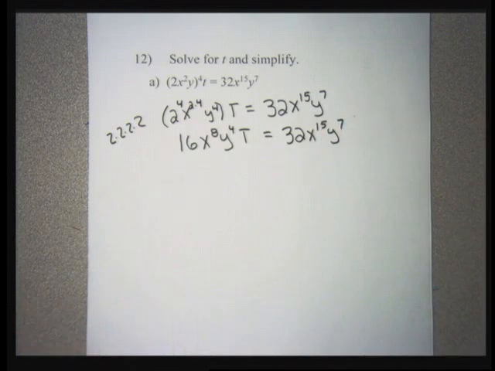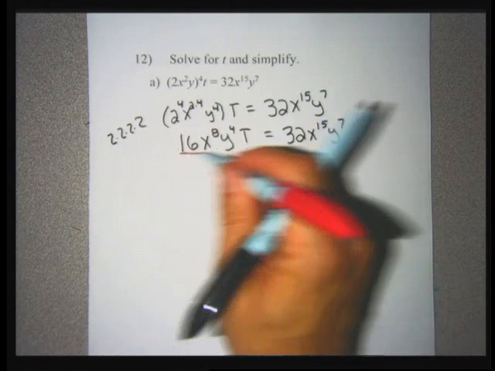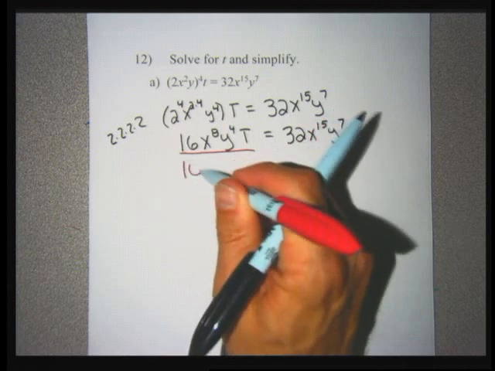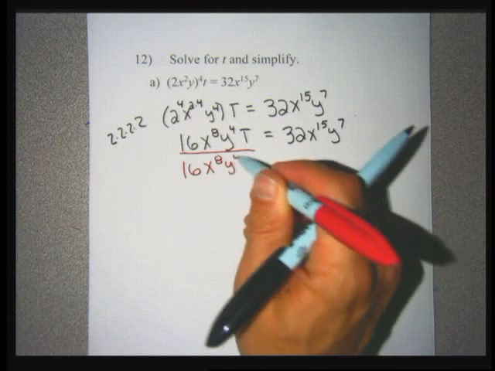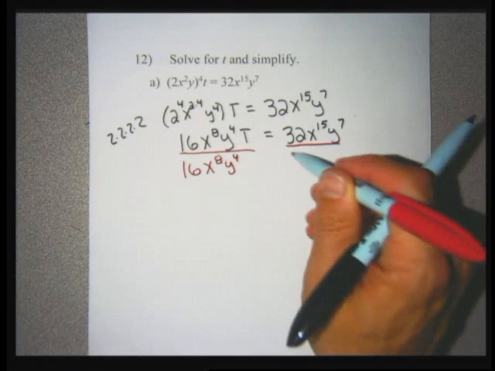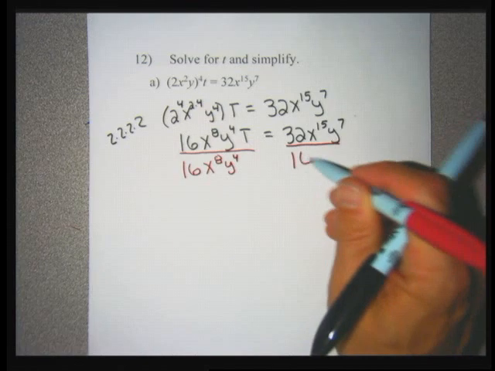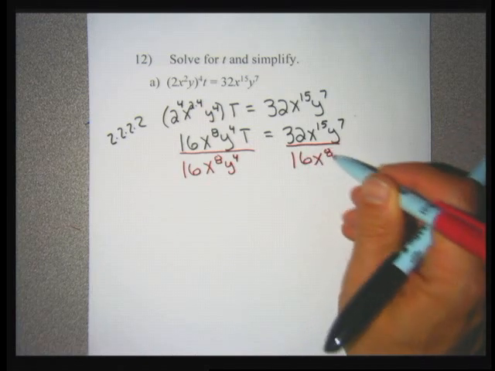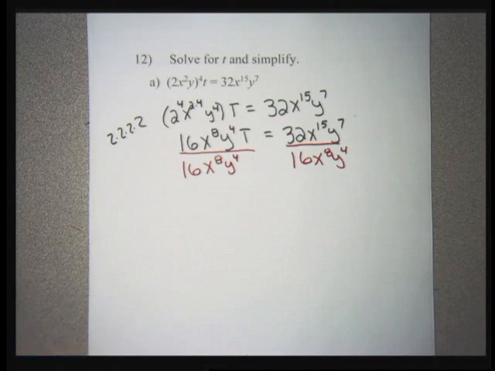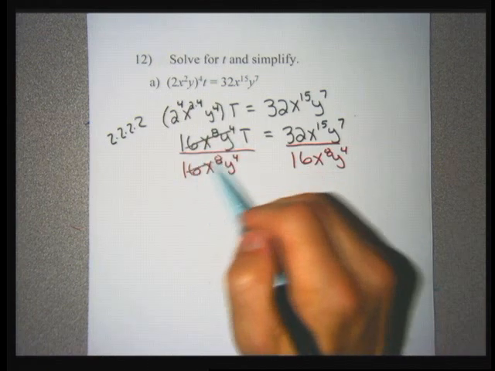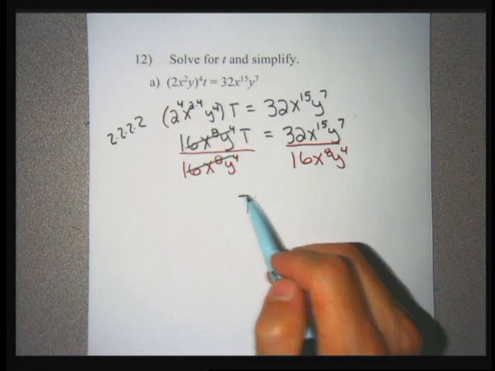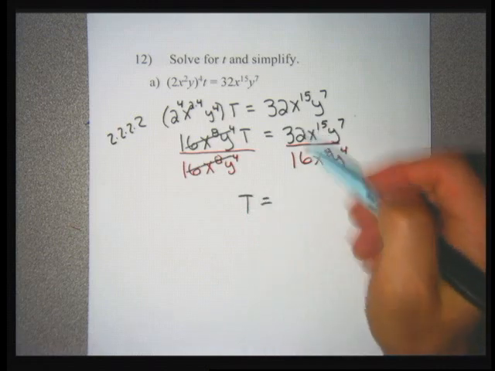Like I said, everything on the side of the equation that has the t is being multiplied by the t. So to detach it from the t, I need to divide. And so if I divide both sides by 16 x to the 8th, y to the 4th, that will make it so the t is by itself, because on the left side, everything cancels. I'm left with the t. And then on the right side, I'm going to divide 32 divided by 16.